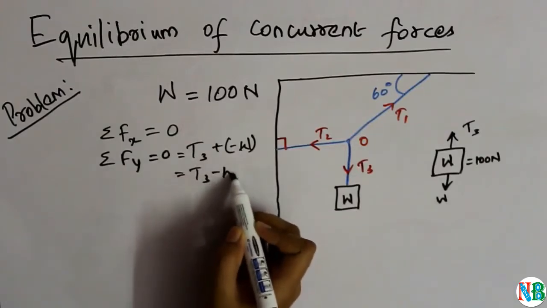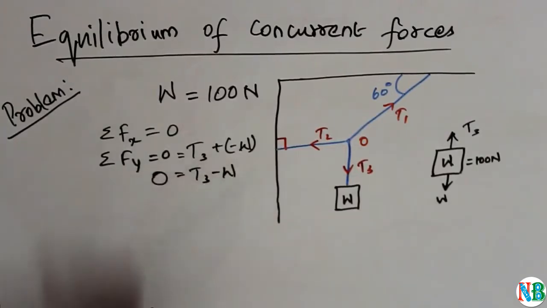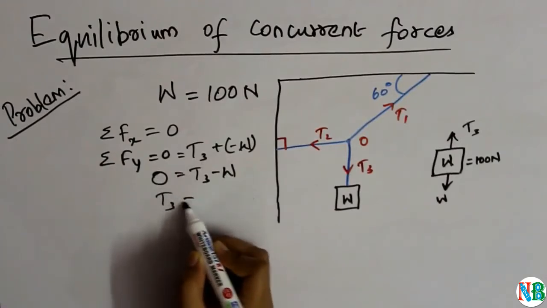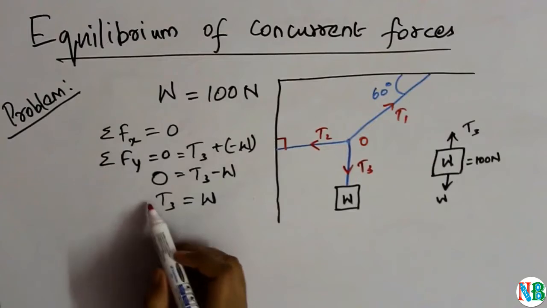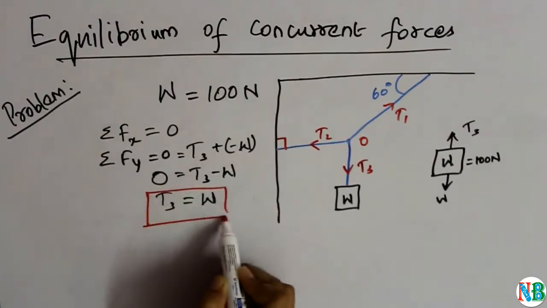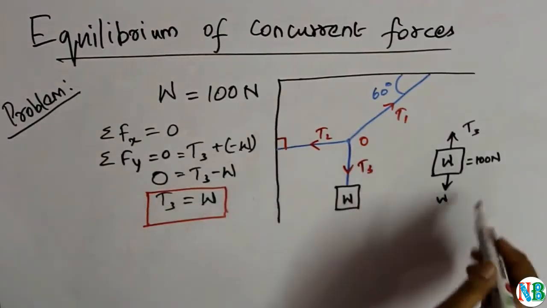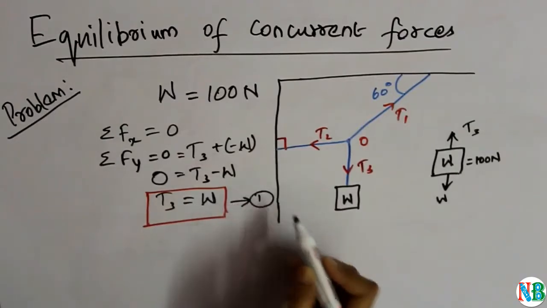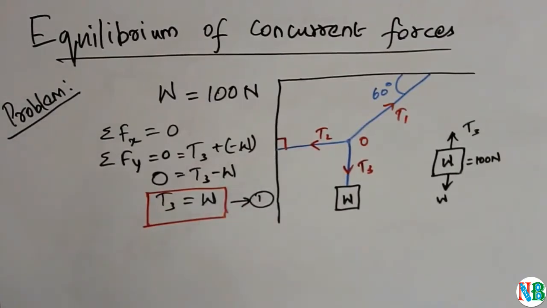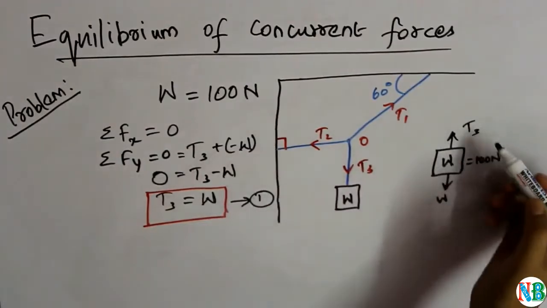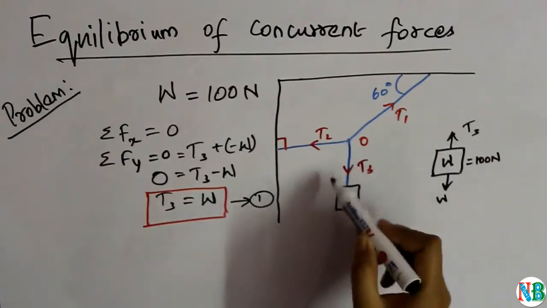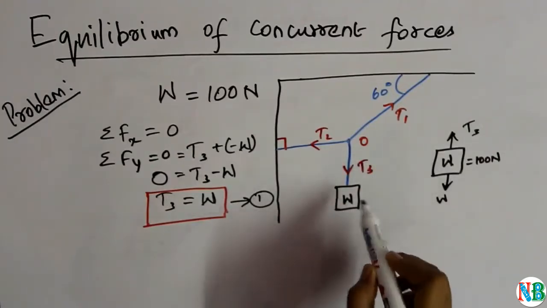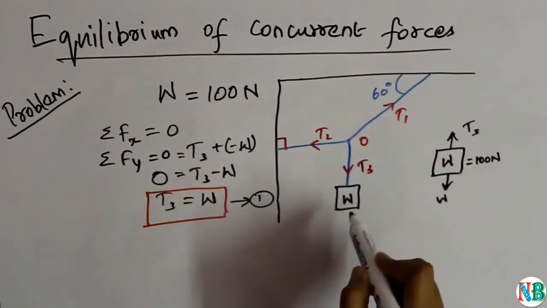Now T3 minus W, and here we have 0. So T3 is equal to W. This is what we get from this system, and let's take it as the first equation. This is the first equation, where T3 is the tension of the third rope that is connected to the block.